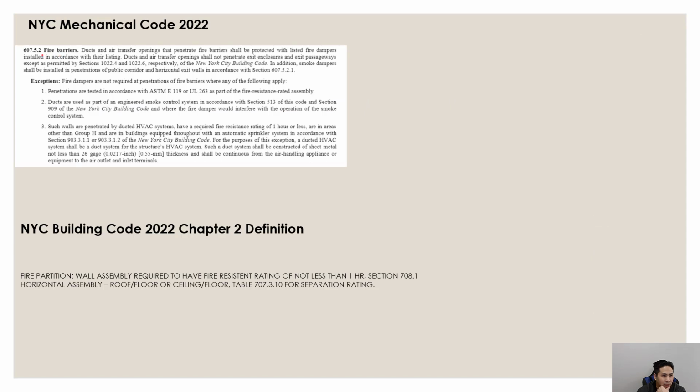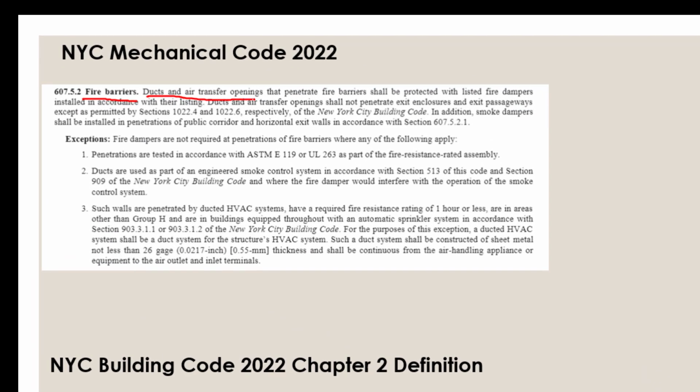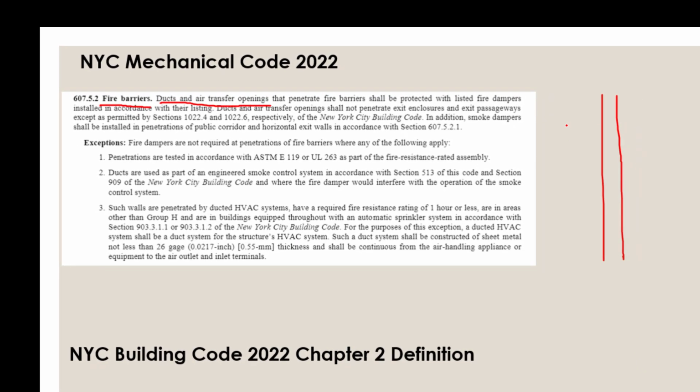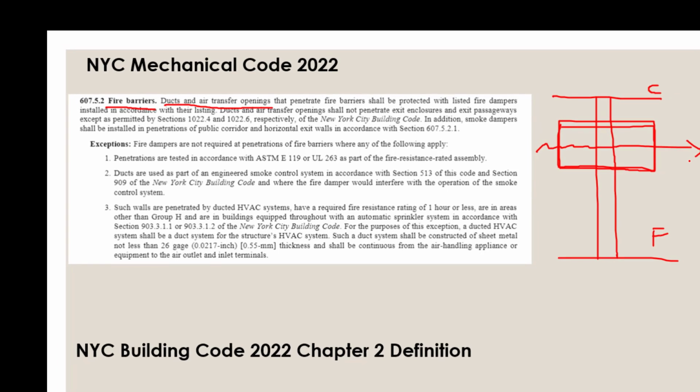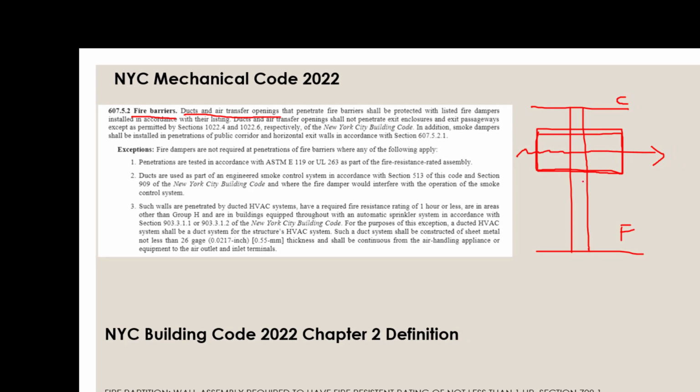Okay, so a fire barrier here is basically a wall that has a fire rating to it. So any ducts and air transfer openings. An air transfer opening can just be a short piece of duct that extends through a wall that may be full height. So if this is the floor and this is the ceiling, a transfer duct is a short piece of duct, just a few feet or so, that extends past this wall and allows free transfer of air through the walls. That may be required for airflow in an HVAC system.